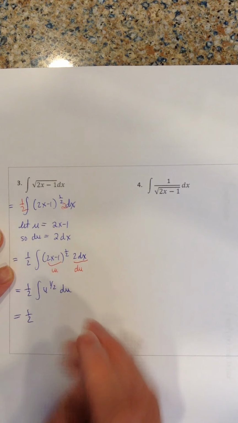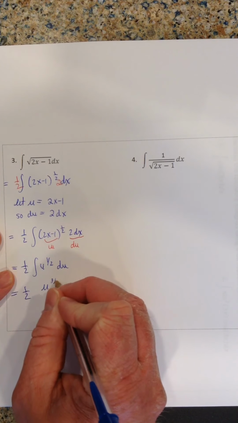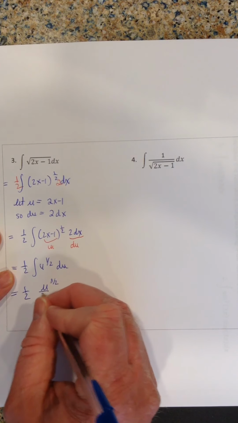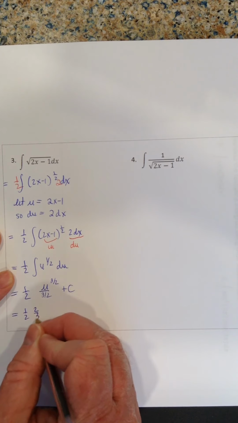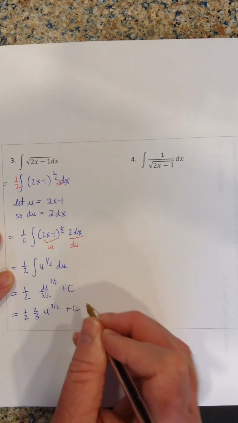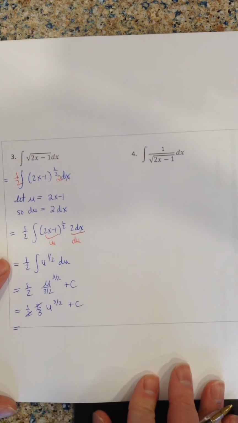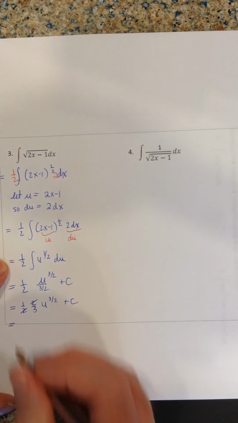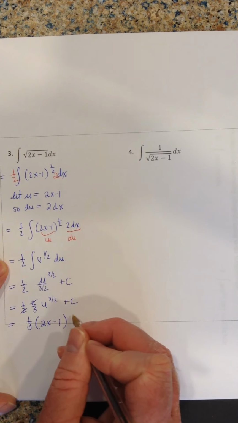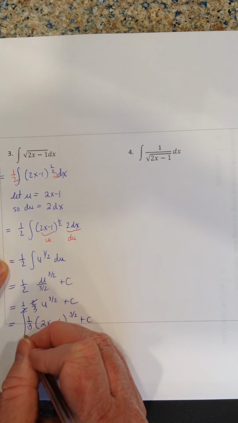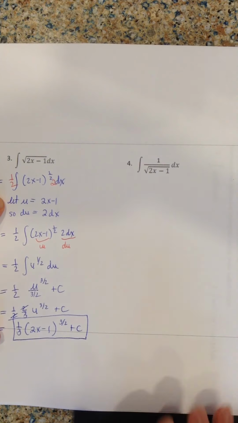So I take the antiderivative of u to the 1/2, use the power rule. Add 1, get 3/2, divide by 3/2 plus c. Well, that's 1/2 times 2/3 u to the 3/2 plus c. So when you divide by a fraction, multiply by the reciprocal. The 2's divide out, because that's 1. So I get 1/3 (2x minus 1) to the 3/2 plus c. Okay, and again, this is the analog of the chain rule.